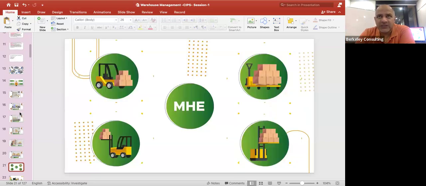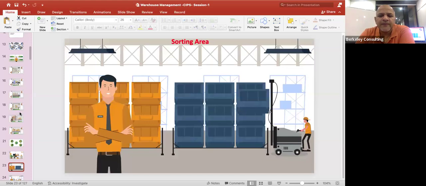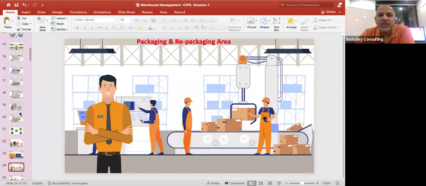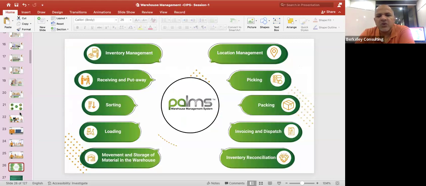There are certain equipments you are going to deal with. Different equipments are going to be handled in the warehouse. Material handling equipment, MHE, you are going to deal with different types. And you may have an office setup, storage area, sorting area. This is actually the sorting area. And packaging, repackaging area, kitting and de-kitting area. So all are coming under what we call the warehouse management system.